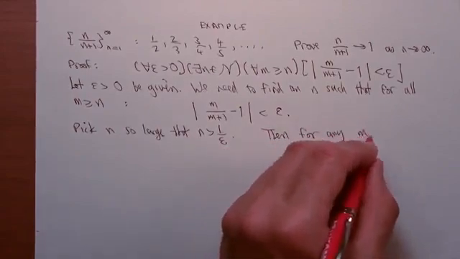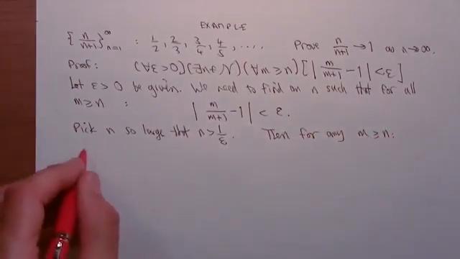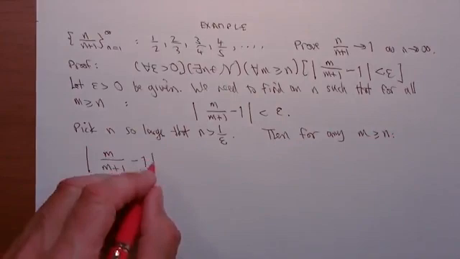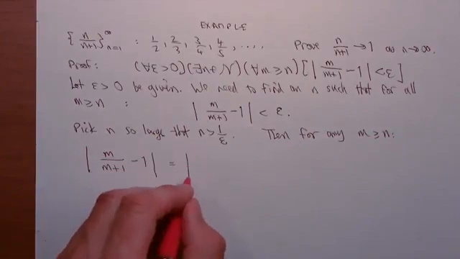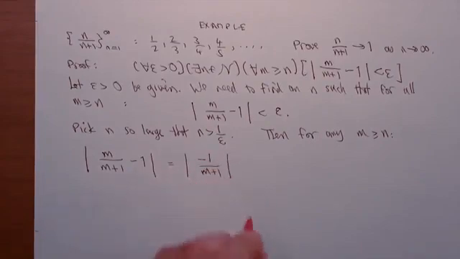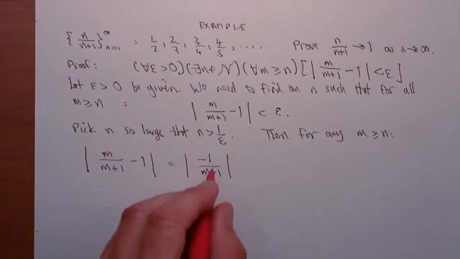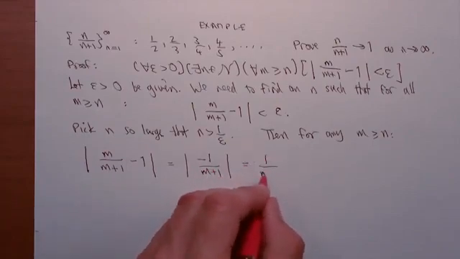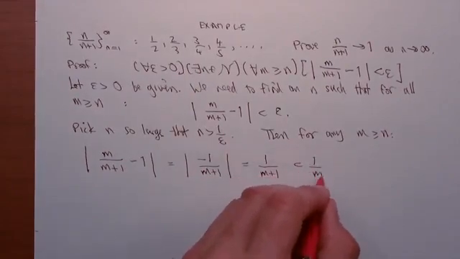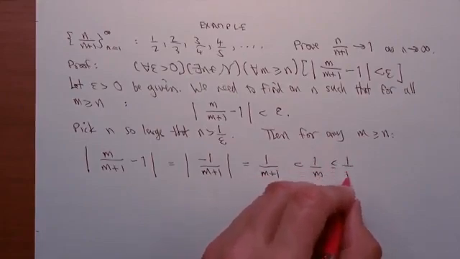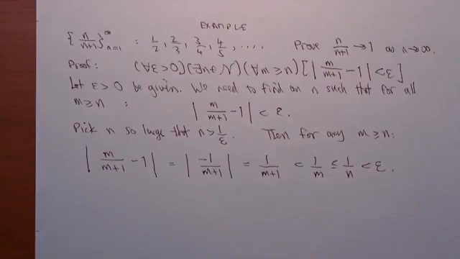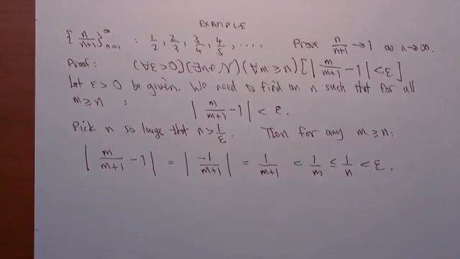Then for any m greater than or equal to n, I've got the following. The absolute value of m over m plus 1 minus 1 equals minus 1 over m plus 1 in absolute value. Just work that out as a single fraction, which is just 1 over m plus 1, which is less than 1 over m, which is less than or equal to 1 over n, because m is greater than or equal to n, which is less than epsilon. And we're done.